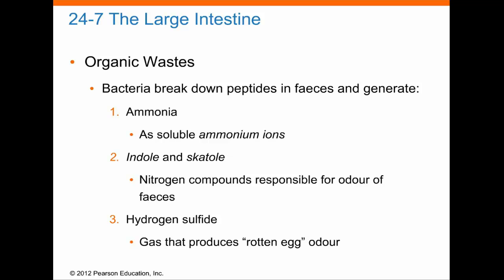Organic waste. So bacteria also break down the peptides in feces and generate ammonia, which is soluble, ammonium ions, indole and skatole, which are nitrogen compounds responsible for the odor of feces, and also hydrogen sulfide, which produces that rotten egg odor.